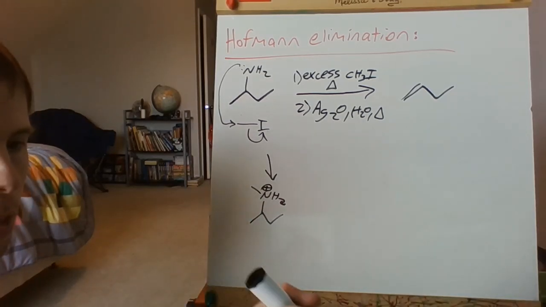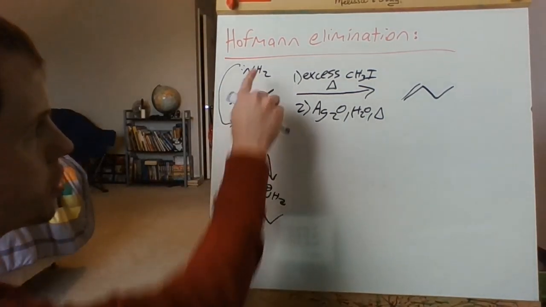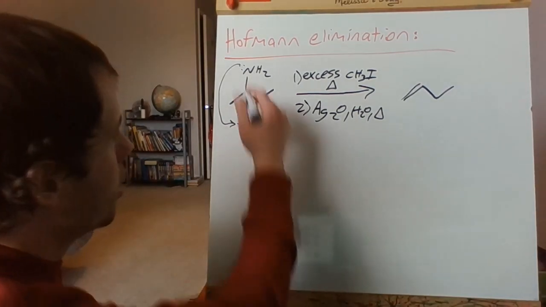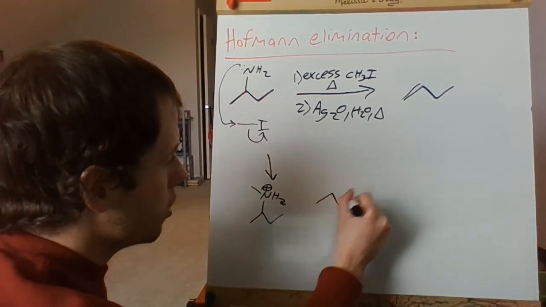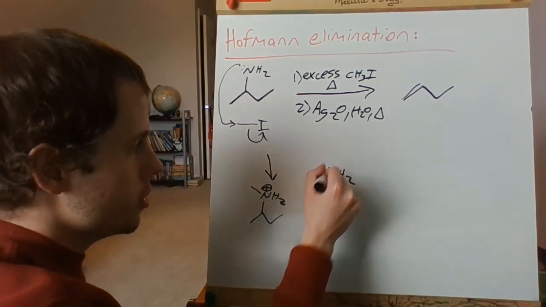And then once this happens, we get a proton transfer. So remember that nitrogens are weakly basic, and so it is going to deprotonate another molecule anyway. And so we would have another starting material amine.